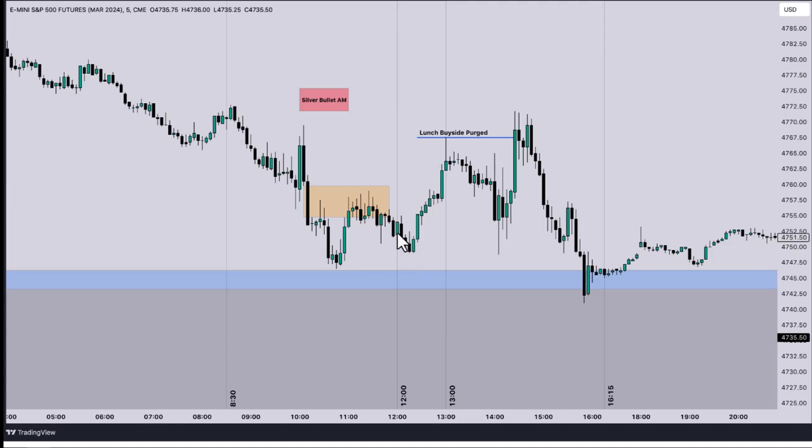So again, just like we mentioned, it creates a low. Then during lunch, it takes that out. During lunch, it goes for the buy side. It created another high. The sell side from the lunch session was taken out during the afternoon session, and then it reached for the buy side, which was sitting from the lunch buy side and the AM session buy side, before going for all the sell sides, which eventually is to the fair value gap on the daily and on the weekly.